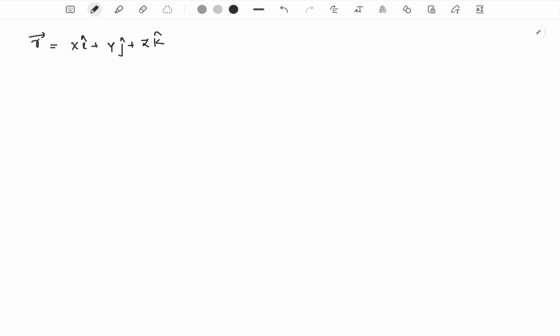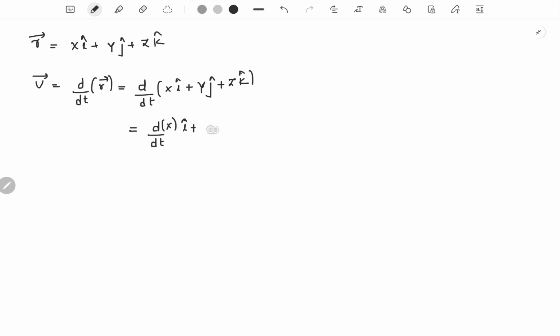If all three coordinates x, y, z remain the same with respect to time, then that particular particle is said to be at rest. It's not in motion. Then, if this is the position vector, as we have discussed earlier, the velocity is the rate of change of position. So we can write it as d by dt of (x i cap plus y j cap plus z k cap). Mathematically, that is d by dt of x into i cap plus d by dt of y into j cap plus d by dt of z into k cap.